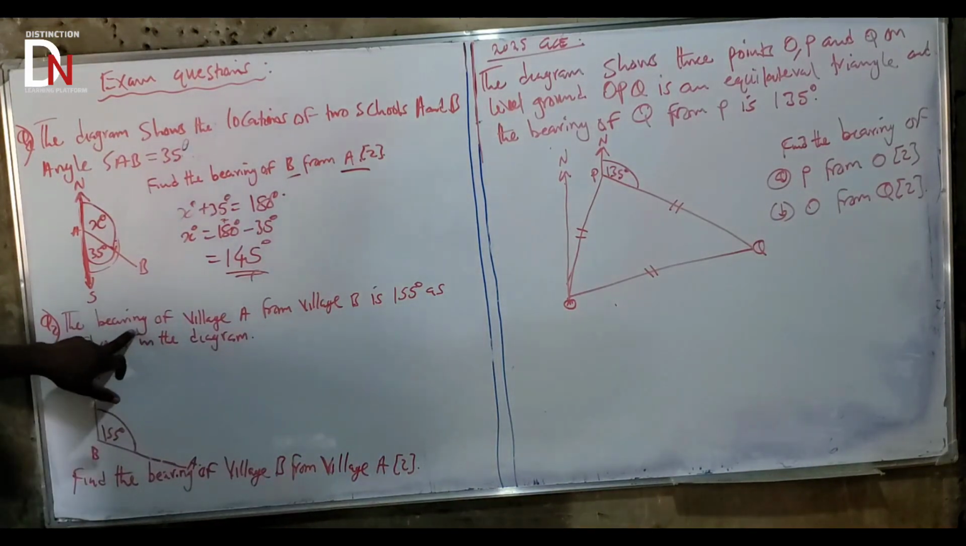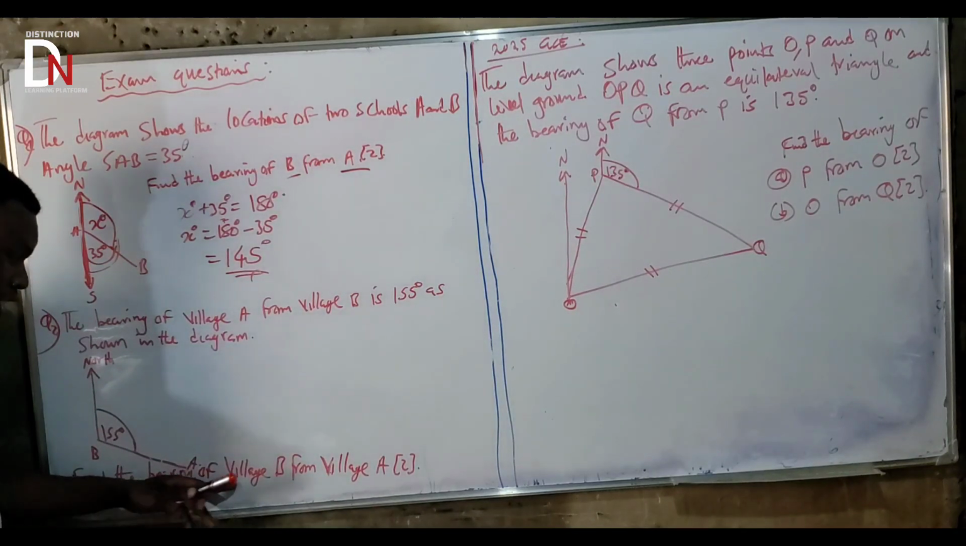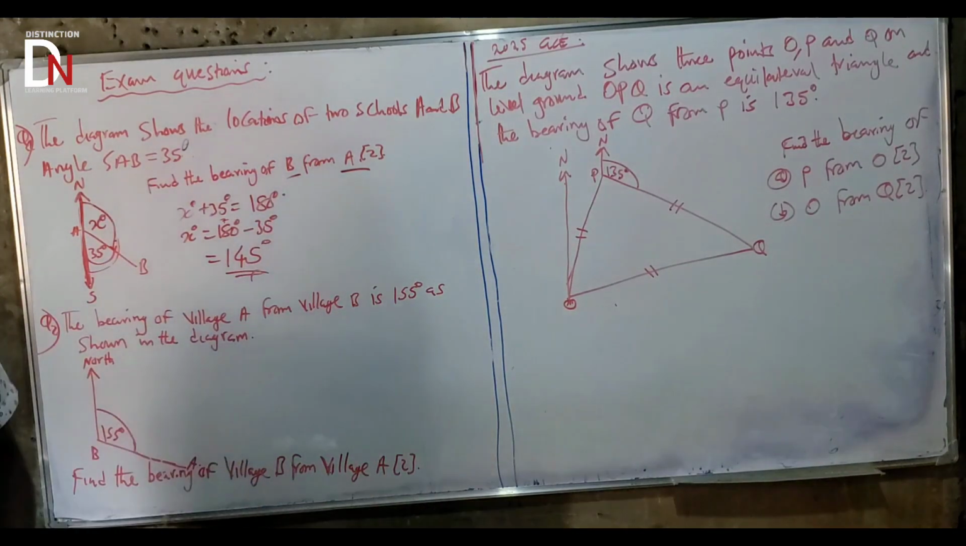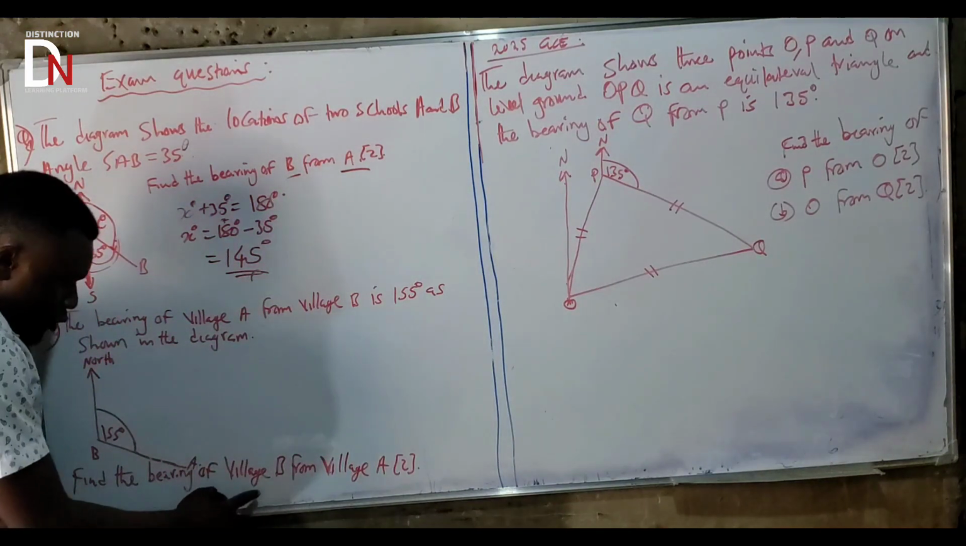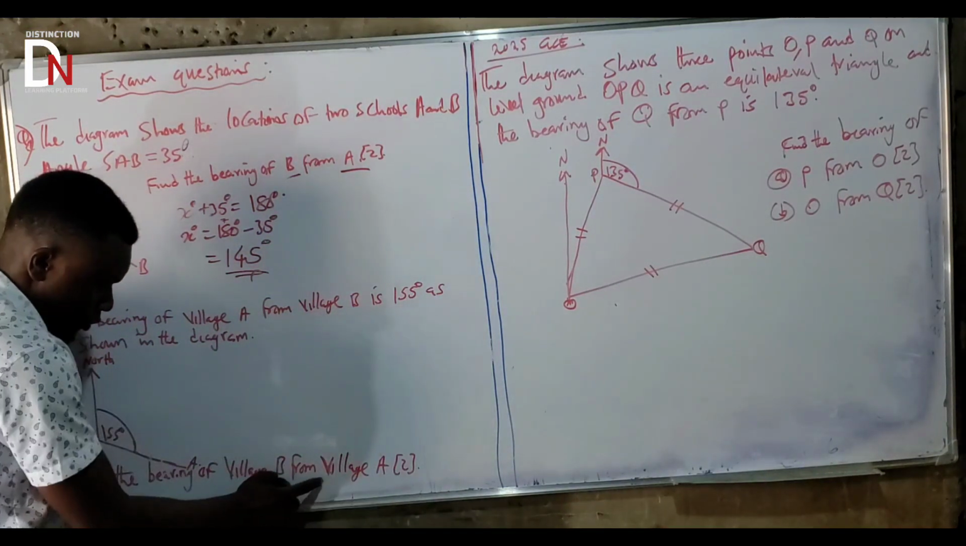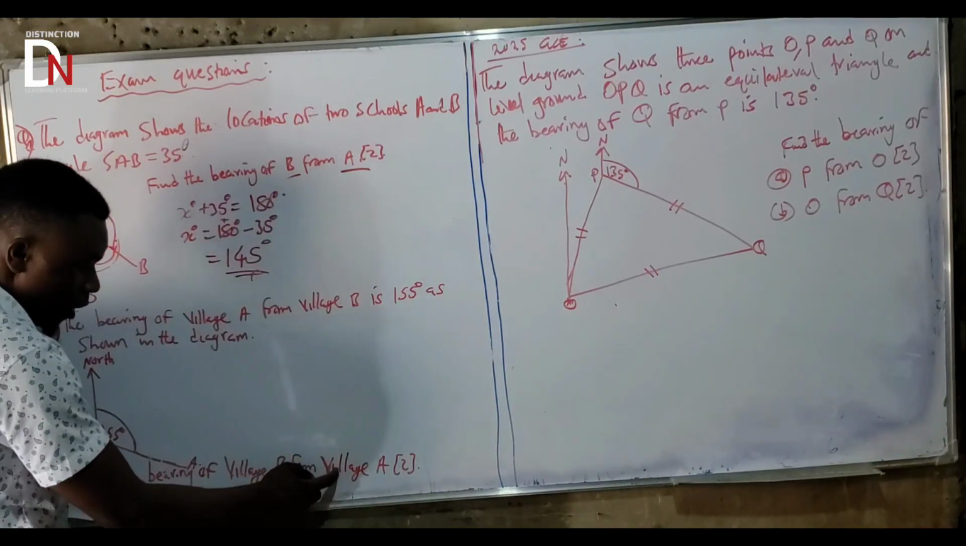Next, the bearing of village A from village B is 155 degrees, as shown in the diagram. So this is the diagram, and the question is saying find the bearing of village B from village A. The word from is used to show where we do our measuring. We're supposed to do our measuring at village A.